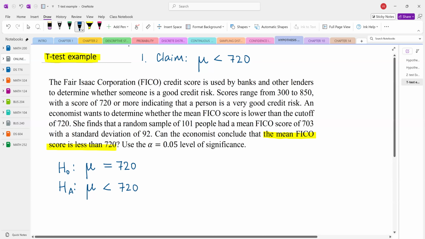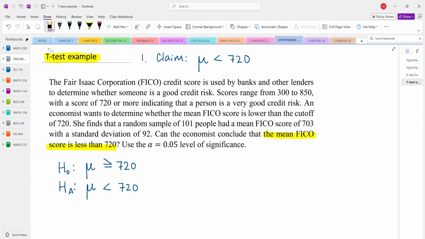Now, you may see some examples where we actually use a non-strict inequality symbol under H0. This is also appropriate because this way you can see the two statements represent complementary events. Mu is either greater or equal to 720, or mu is less than 720. But feel free, for simplicity, to just use the equal sign only.